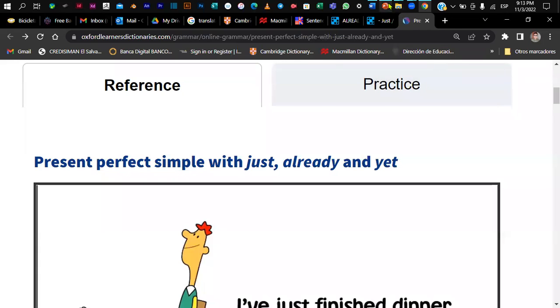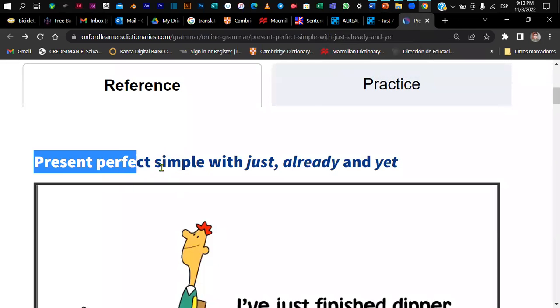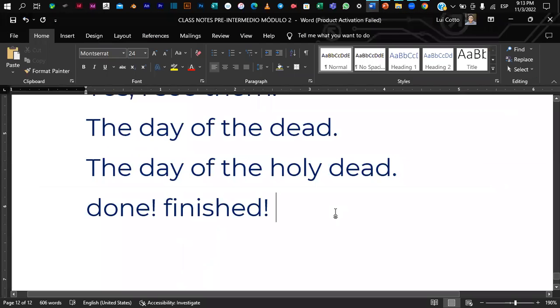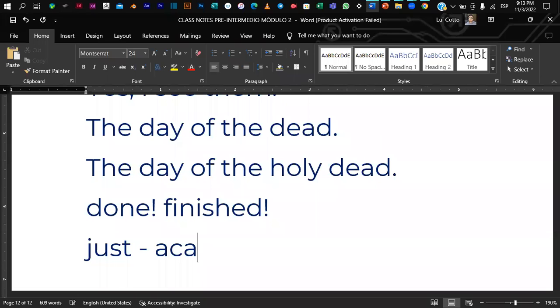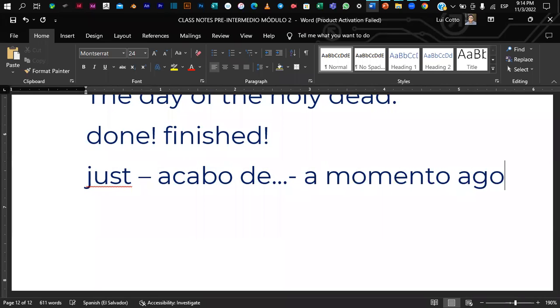Solamente. Solo. In this case, no, because we're going to use it with the present perfect. In present perfect, just means, okay, es como decir only? Nope, it's different. Just is different. Just is when you have finished something a moment ago. Es como decir recién. Correct. A moment ago.